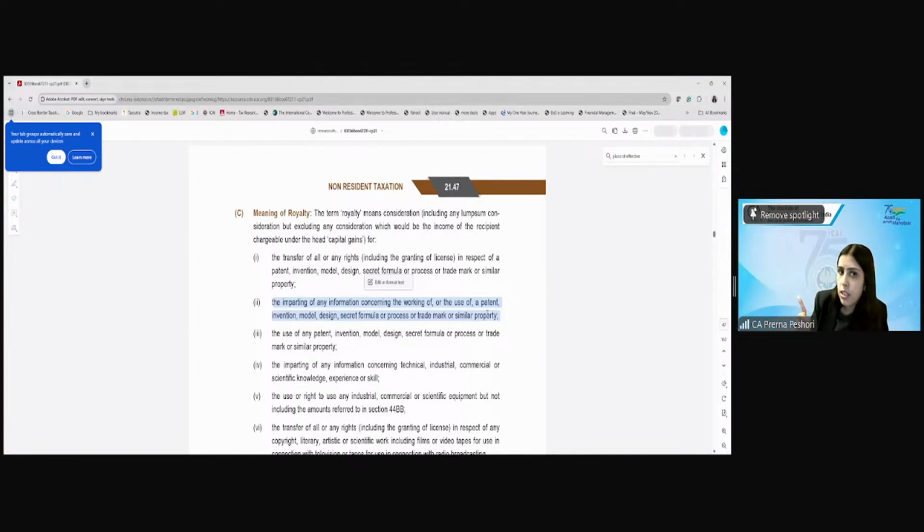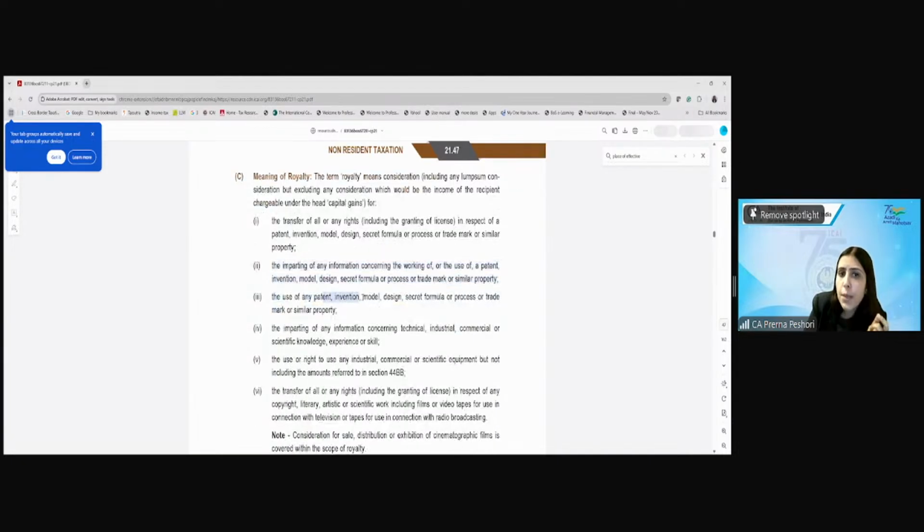Are we getting this point? Then the use of any patent, invention, model, design, secret formula, process or trademark or similar property. If I am allowing you to use my name, I'm not transferring you the rights. You don't have the right to modify. You don't have any right in that. I'm just allowing you to use my patent or use my design. And the payment that you make for it is nothing but royalty.